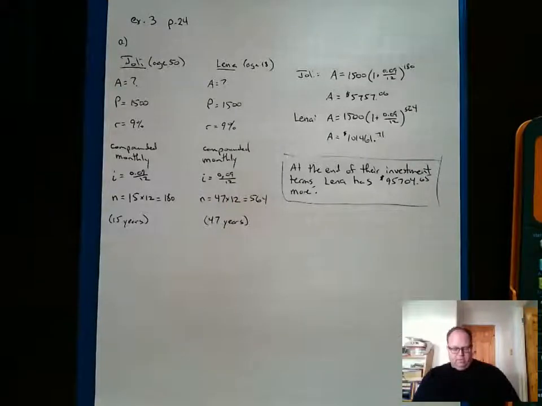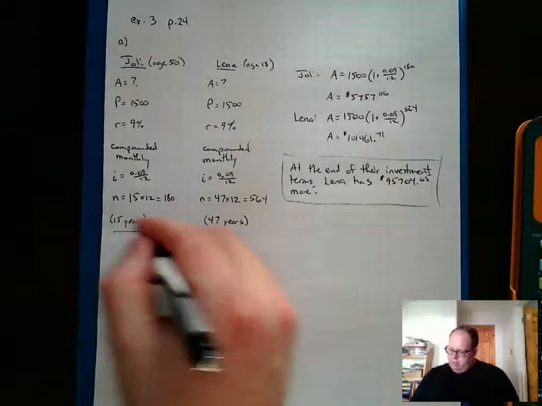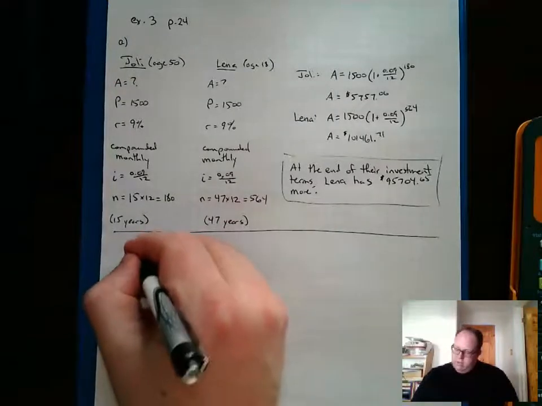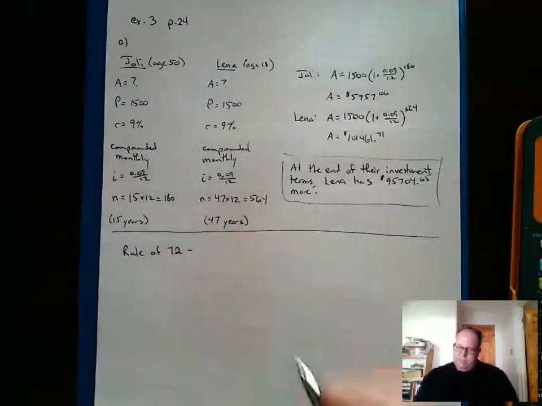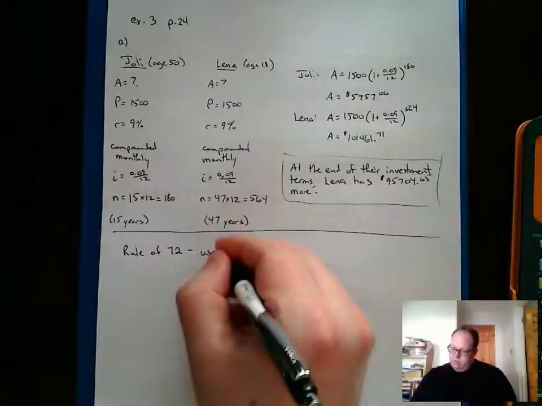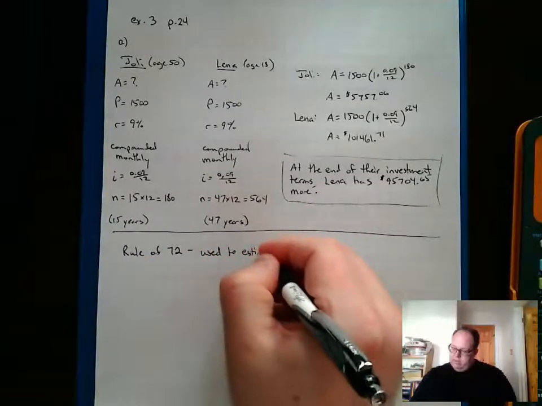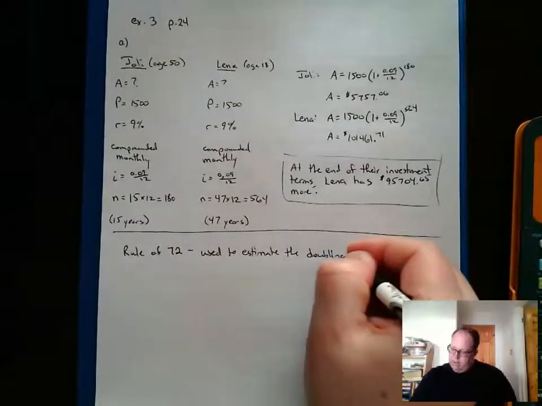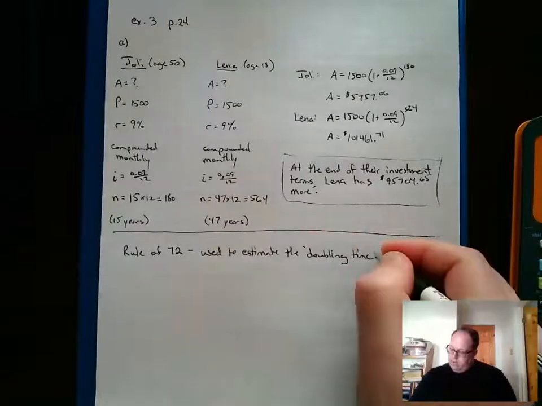Okay, that is everything that we're going to talk about today on using compound interest, although I'm going to mention one more thing that I said before. There's something out there called the Rule of 72, which is a way to estimate how long it will take for a compound interest investment to double. So that's called the Rule of 72. It is used to estimate the doubling time for an investment.